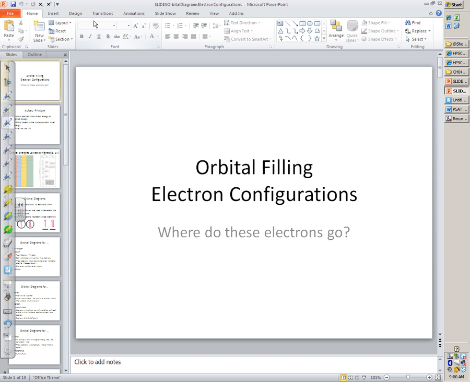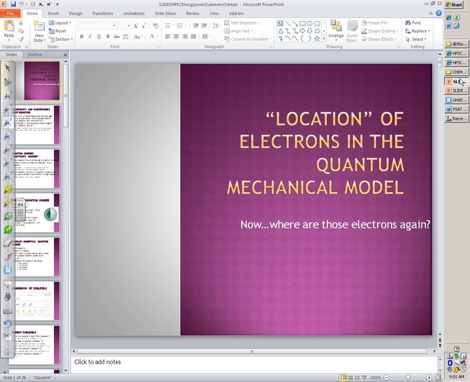The outline that I gave you today deals with orbital filling, or orbital diagrams, and electron configurations. Over the past couple of days, we talked about the quote-unquote location of electrons in the quantum mechanical model. Why do we have location in quotation marks as it relates to the quantum mechanical model? Ben, go ahead. Because it's more like a probability aspect? It's more of a probability aspect. It's not the actual location of electrons. It is the most likely place where we could find them. But the possibility still exists that they could be anywhere.